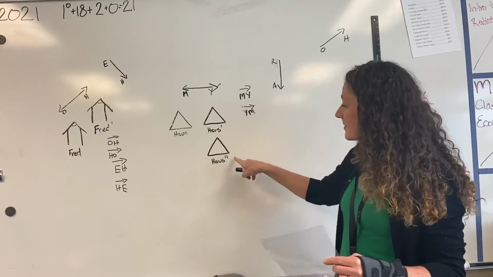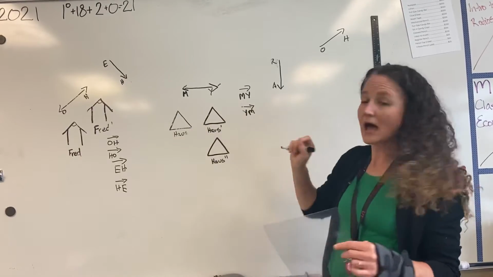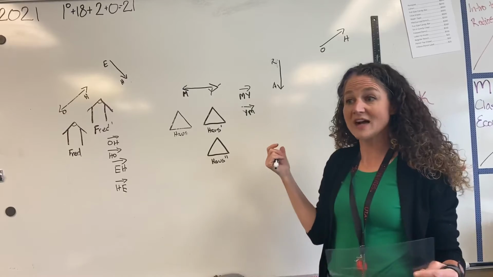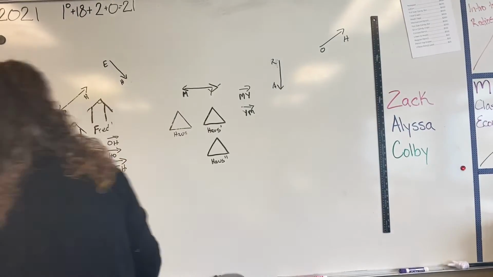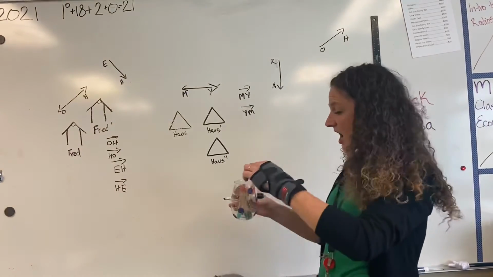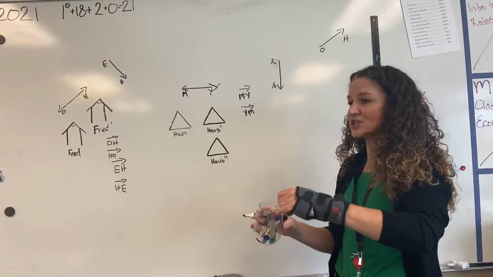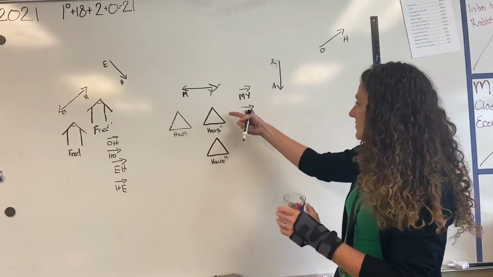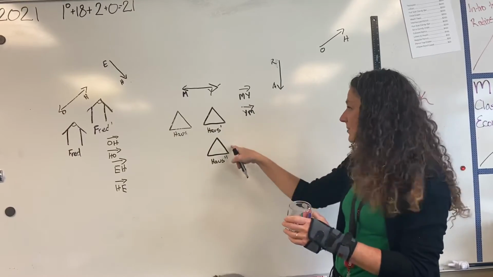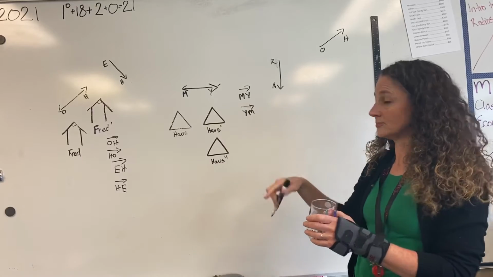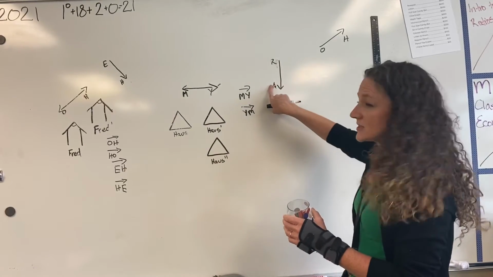Okay, so house double prime. What if I want to map house double prime back to house? What vector do I use? Let's use a popsicle stick. What vector? If vector RA took me from house prime to house double prime, what vector is going to take me from house double prime back to house prime? RA took me there. Which one takes me back?